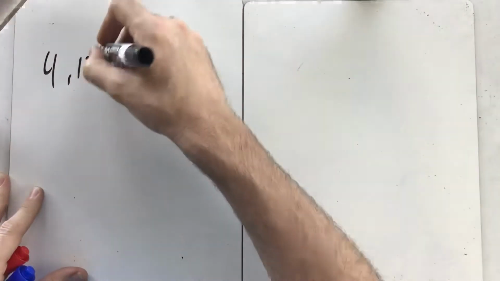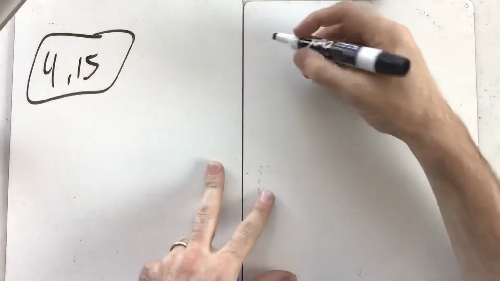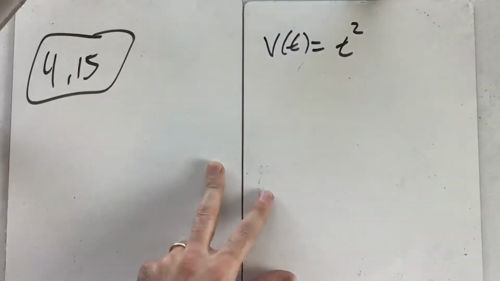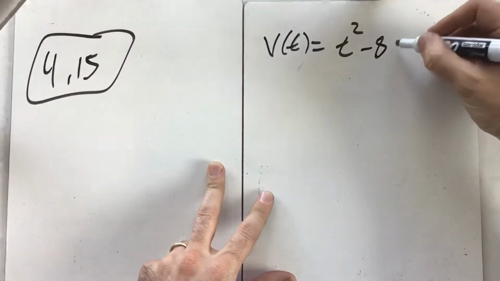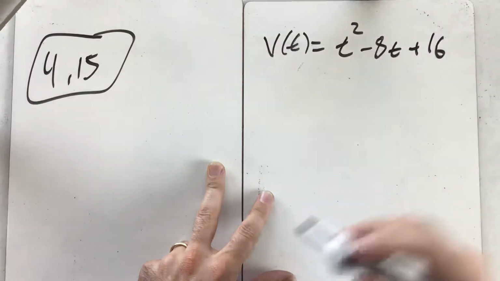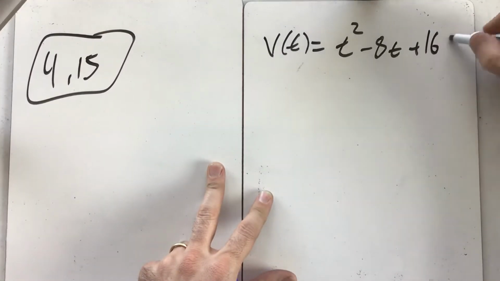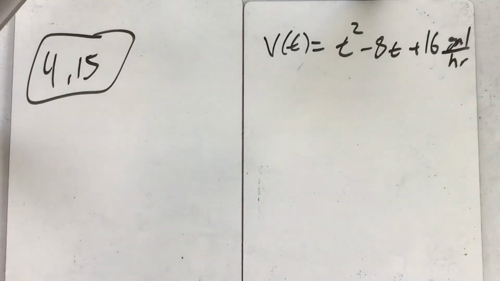And I think this is valuable. It helps us realize what's actually going on. So 4.15 tells us that water leaks from a tank at a rate of v of t equal to t squared minus 8t plus 16 gallons per hour. So let me give you enough space that I can put the units on here, gallons per hour.